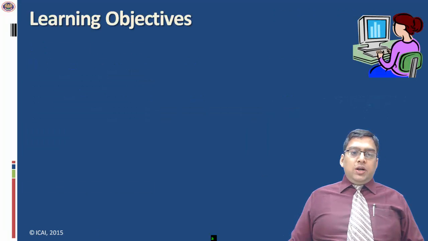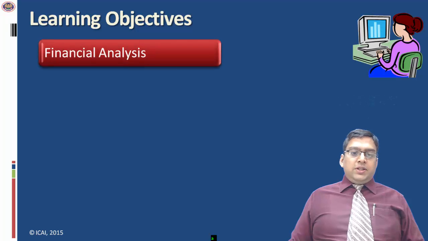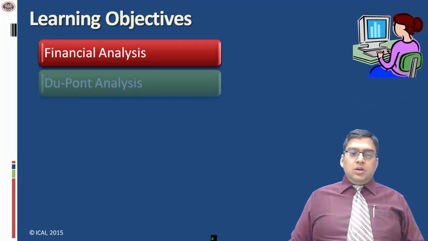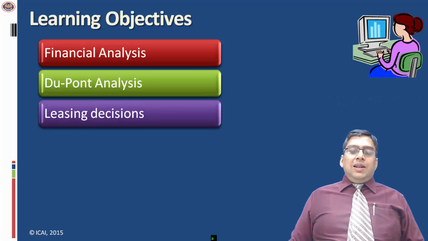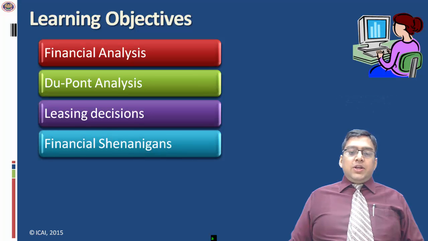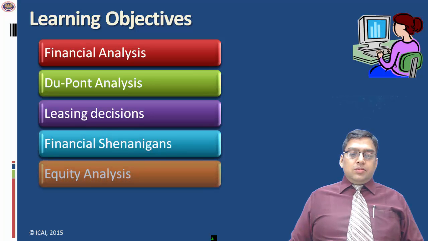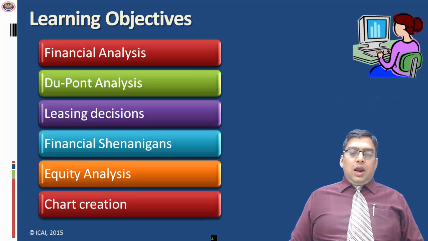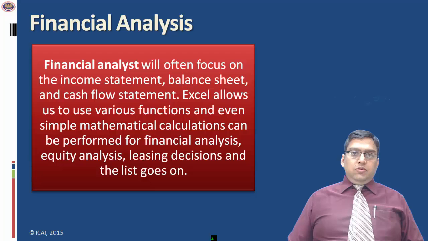In this chapter, we are discussing financial analysis, DuPont analysis, leasing decision, financial segregations, equity analysis, and chart creation. First, financial analysis.